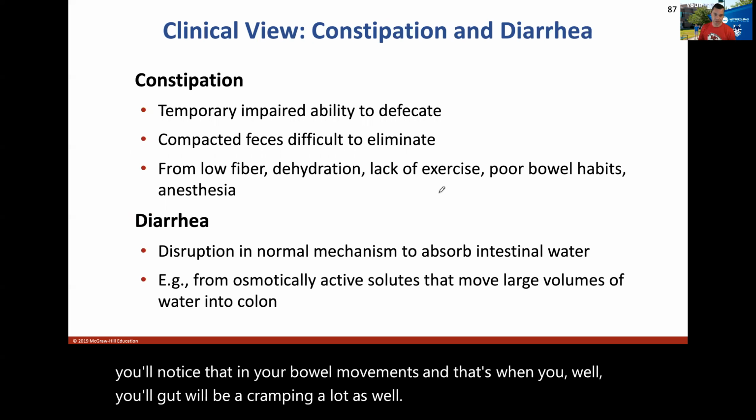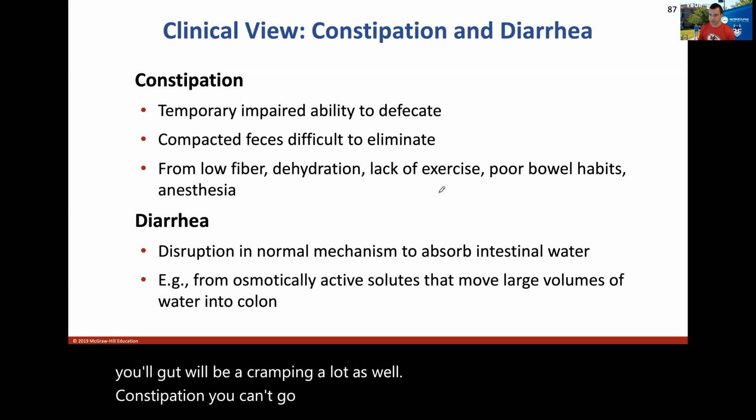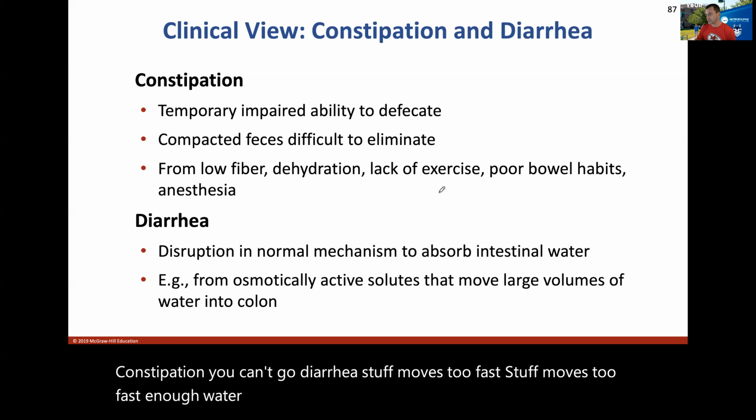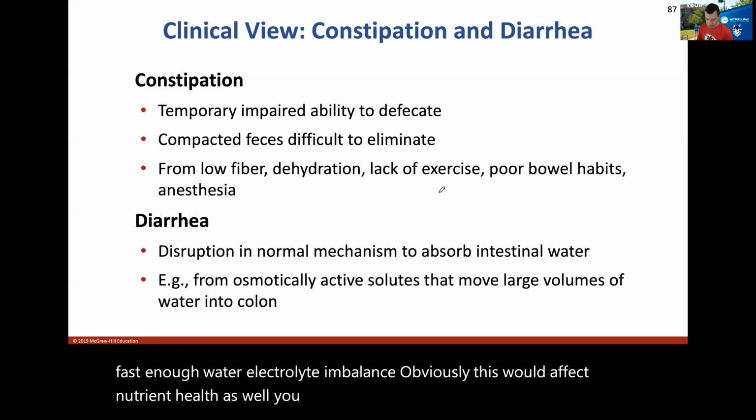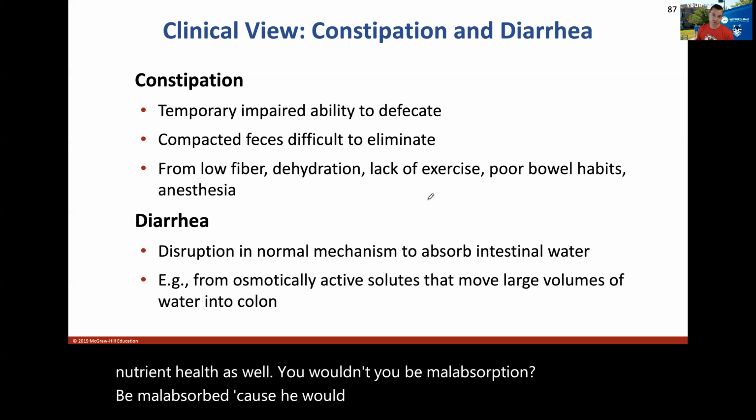Constipation, you can't go. Diarrhea, stuff moves too fast. You don't absorb enough water, leading to electrolyte imbalance. Obviously, it would affect nutrient health as well. You'd have malabsorption because you would not be absorbing nutrients properly.